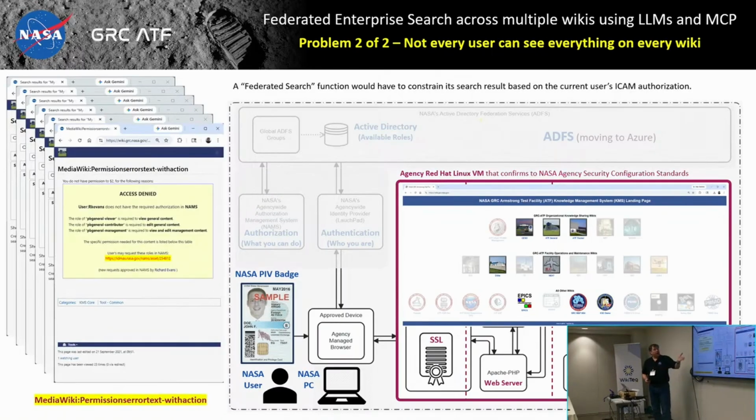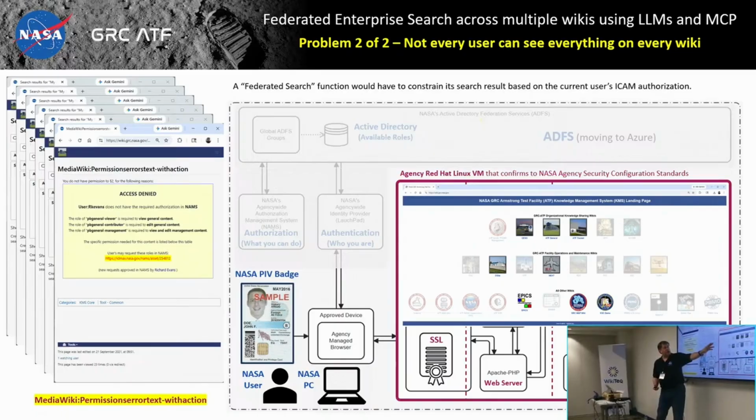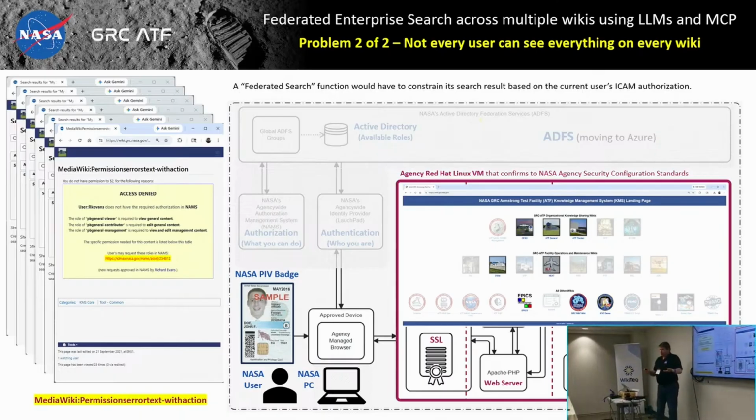If you are the kind of user who is only authorized to see the wikis that are not grayed out, then you'll get results from those wikis. But if you try to search one of the wikis that's been grayed out, indicating that you're not an authorized user, you get an access denied screen, and that's the end of the story. Not very ideal, but it is secure.